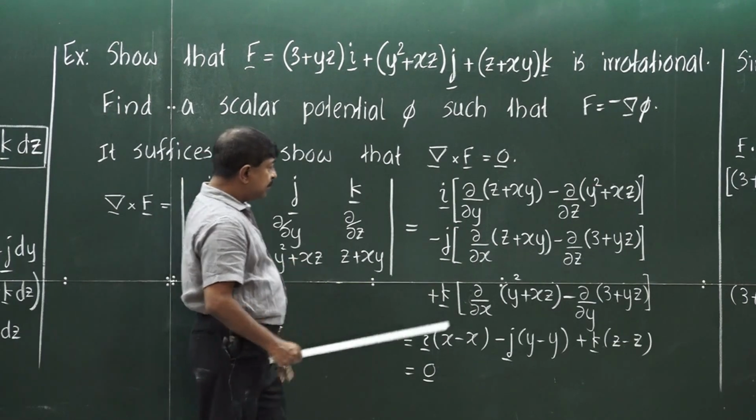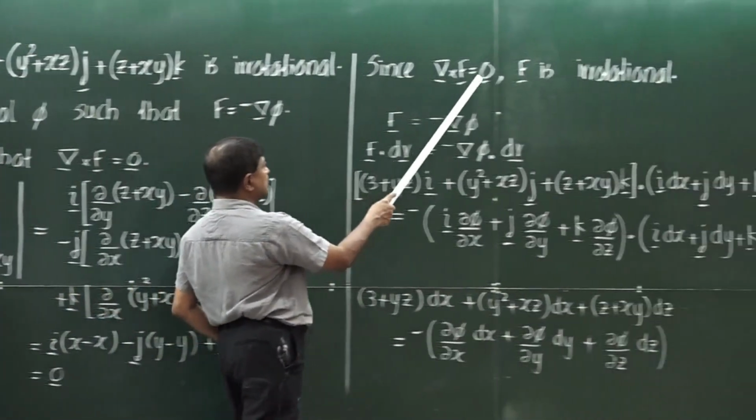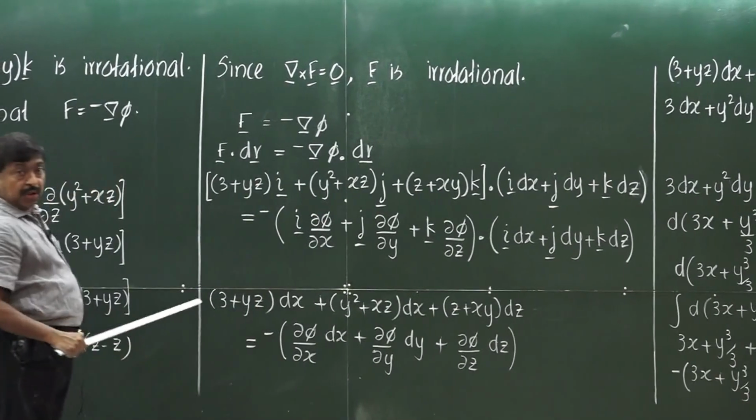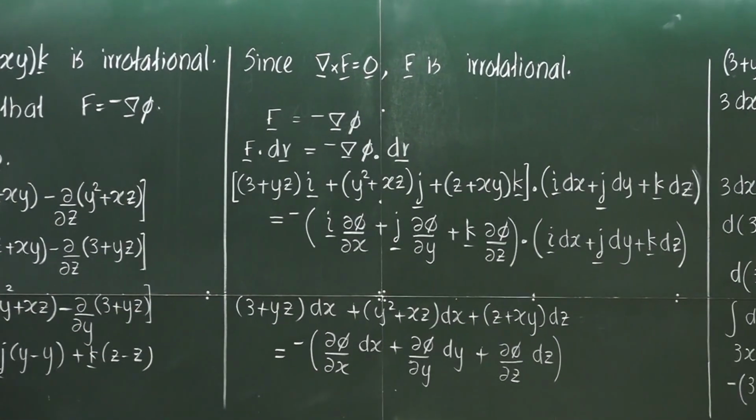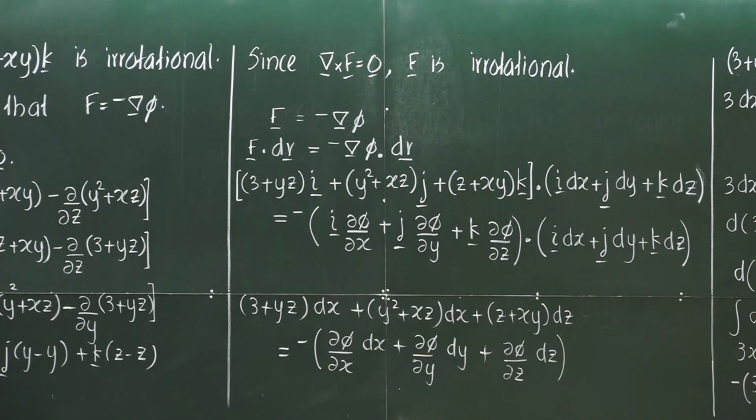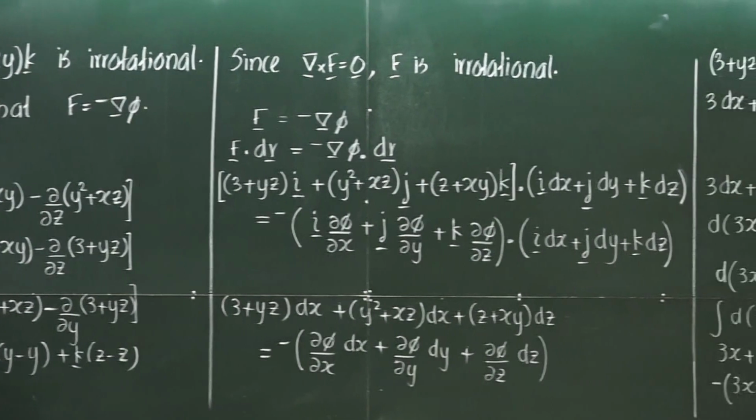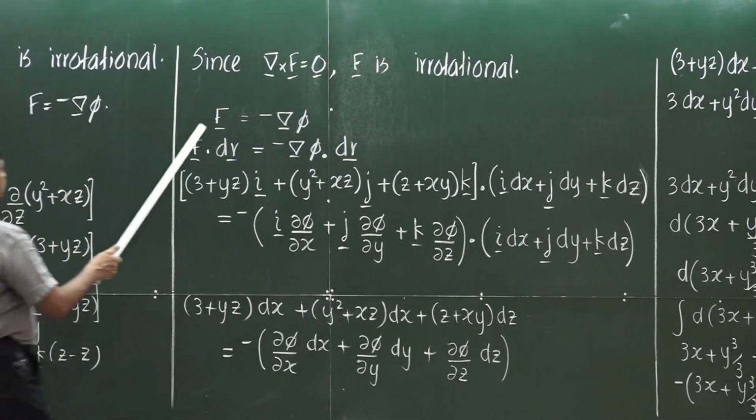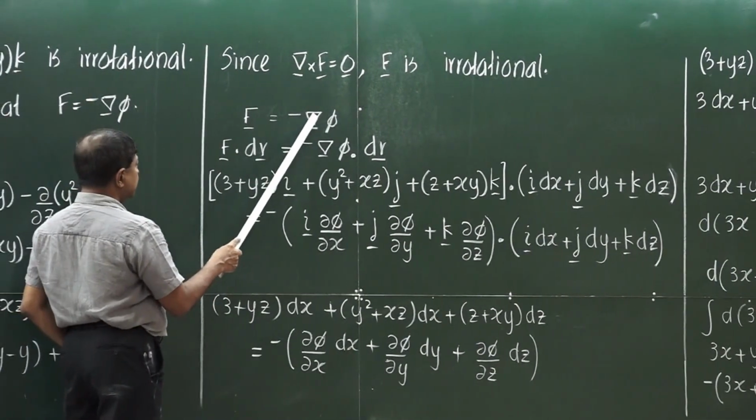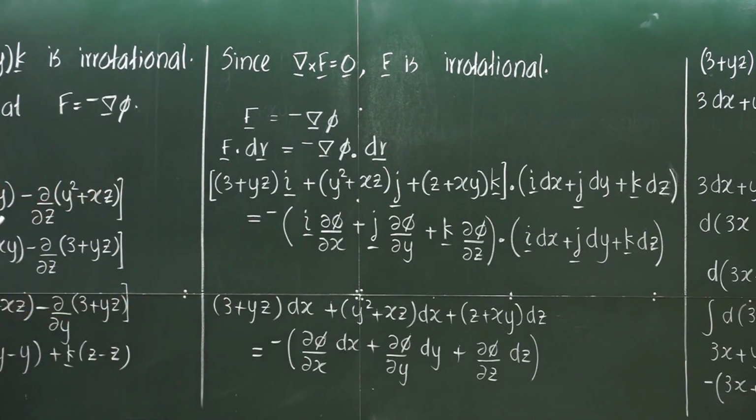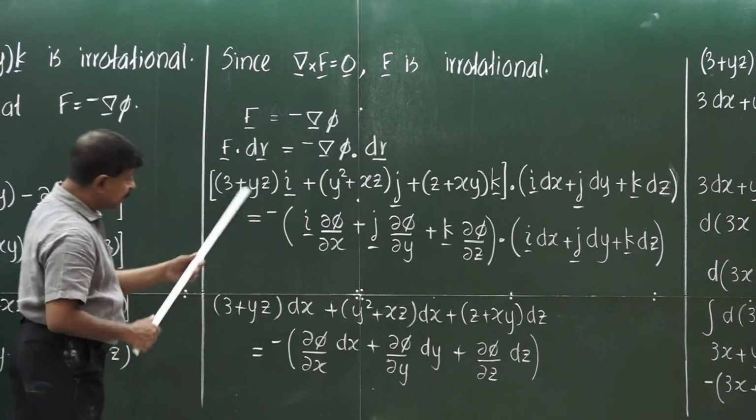Now, since curl f is equal to 0, f is irrotational. Once f is irrotational, you can find a scalar potential phi attached to the vector field, so that f is equal to minus grad phi. Now, there are two ways of doing this problem, but this is the easier way.